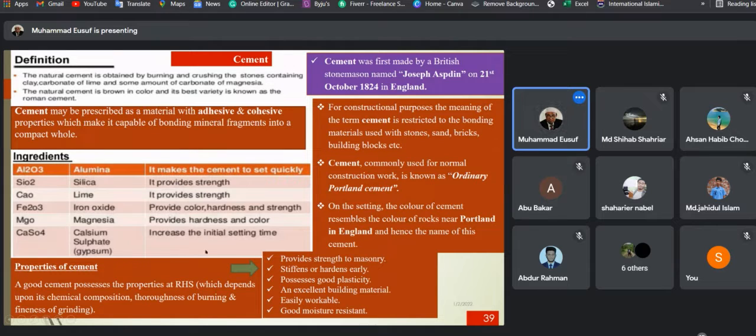Magnesium carbonate. The natural cement is brown in color, and its best variety is known as the... cement may be prescribed as a material with adhesive and cohesive properties. Adhesive means glue, cohesive means the opposite of glue. Adhesive means something that joins, and cohesive means something that does not join. Properties which make it capable of bonding mineral fragments into a compact whole.